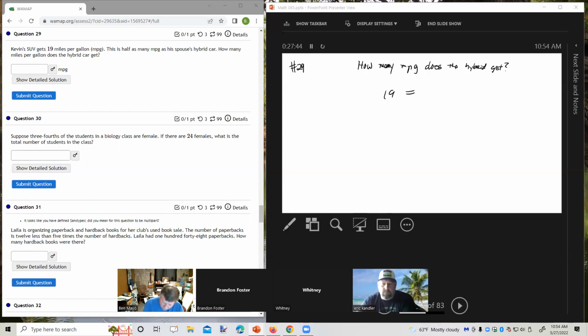Call it X. So the MPG for the hybrid is X. Kevin gets 19, and this is half as many as his spouse's hybrid gets. So 19 is half of the other. To find the other, multiply both sides by 2. 38 equals X. So 38 miles per gallon should be the answer.